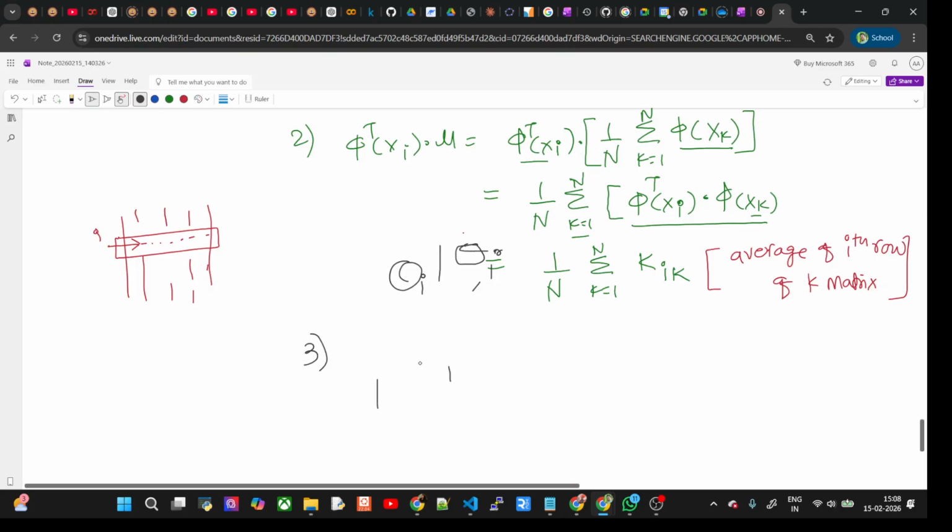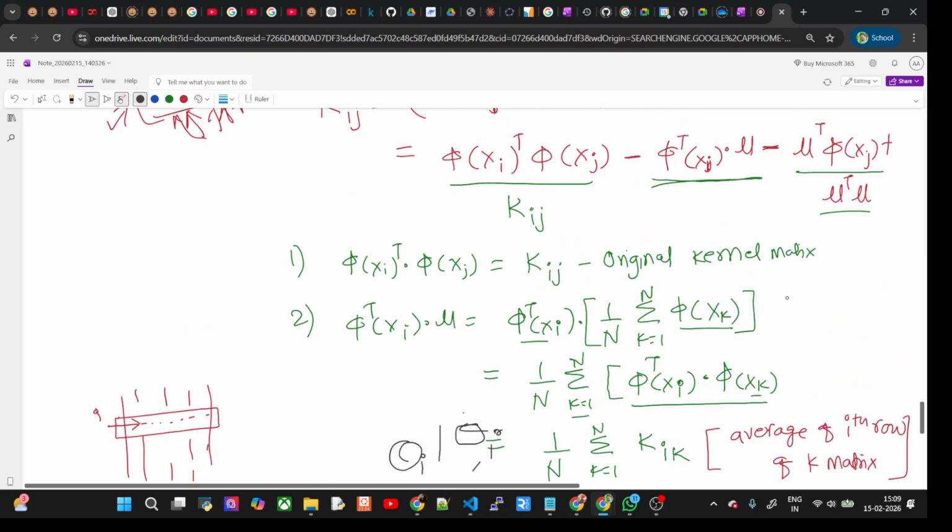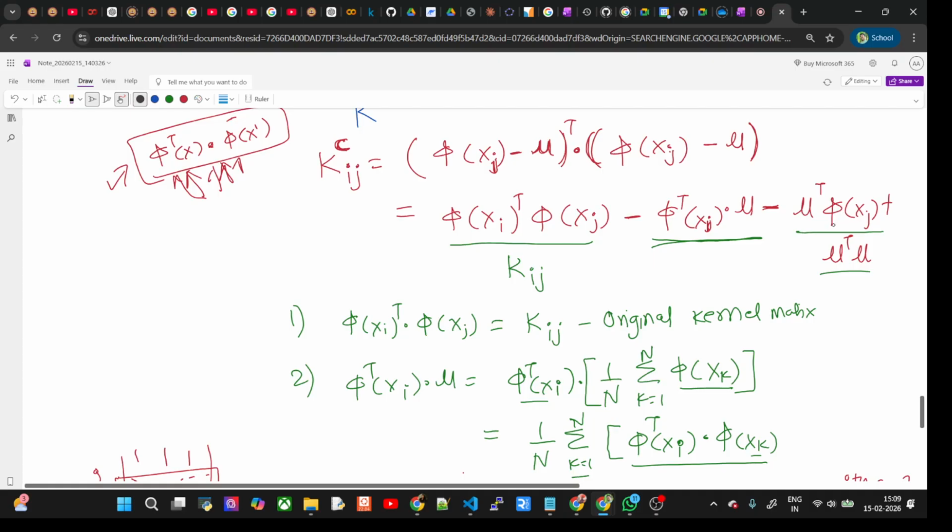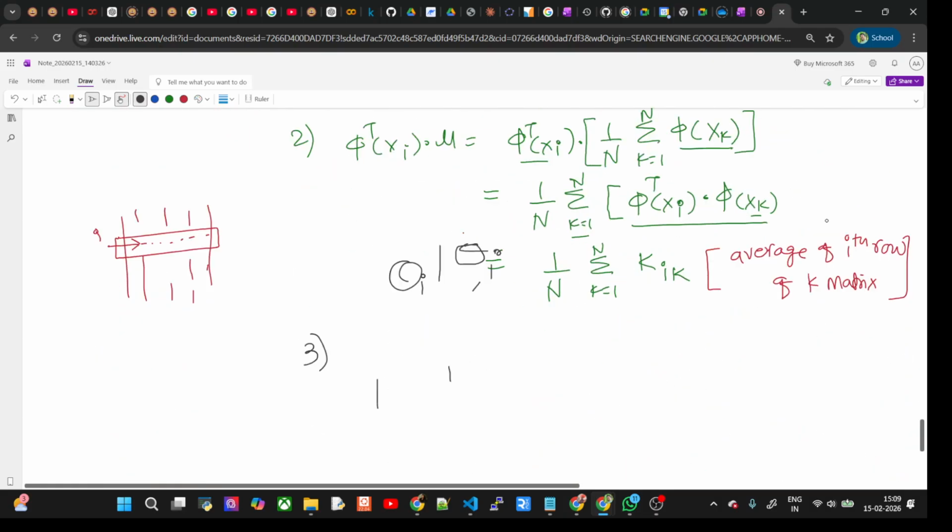Similarly, this is the third term, u transpose phi of xj. I will write it as phi of xj into u transpose. And you know that u is 1 over n, the summation of k equal to 1 to n, and I am just writing it in the same way here.